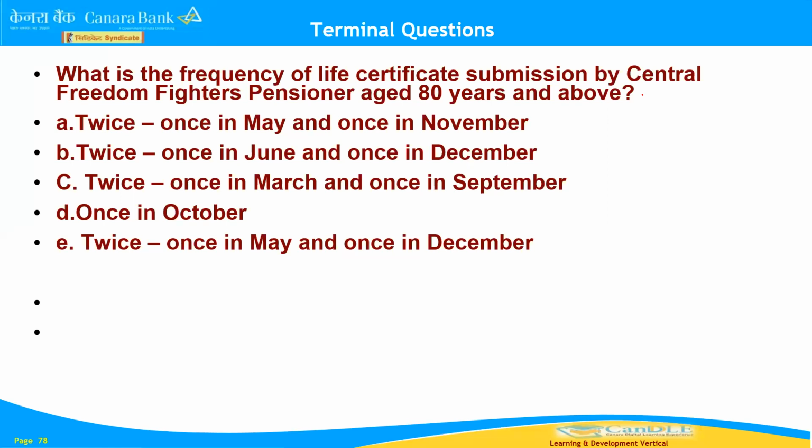What is the frequency of life certificate for a central freedom fighter aged 80 years and above? I have told you, normal senior citizens 80 years and above, October we can take. Correct. Normal senior citizens, November we can take. Defense pensionaries? Answer A. Yes, very good. May and November, twice. Correct.